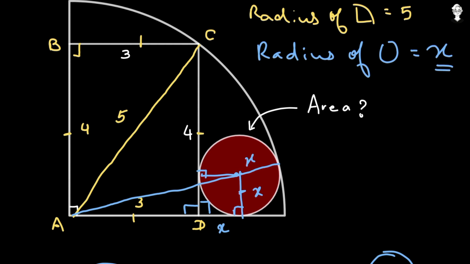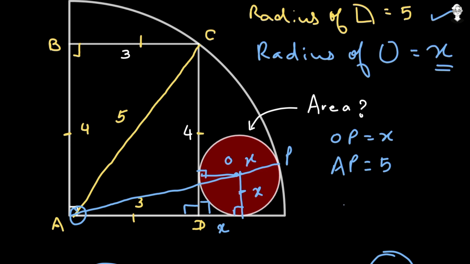So this much length is going to be equal to x, and let this point be P, and let the center be O. Therefore OP has a length x. Now the complete length of AP is going to be the radius of this quarter circle, center to the circumference. Therefore AP is going to be equal to 5 units, because the radius of the quarter circle is 5.